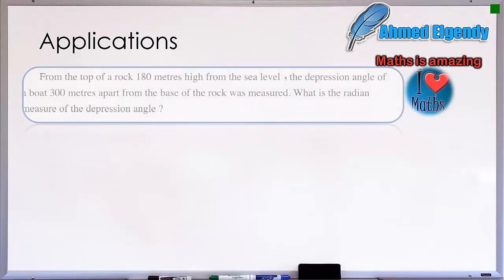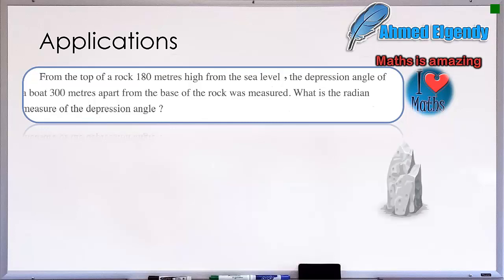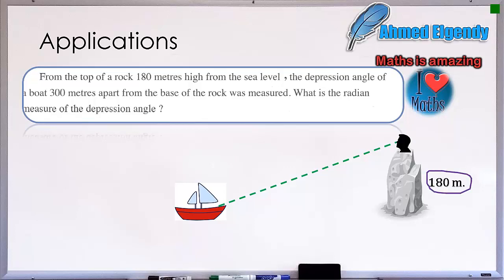Next, applications. From the top of a rock 180 meters high from the sea level, there is a depression angle to a boat about 300 meters away. Say a man is on the top of the rock. When we take the depression angle, it is unknown, but we know the height of the rock is 180 meters and the distance from the boat to the rock is 300 meters. What is the radian measure of the depression angle?